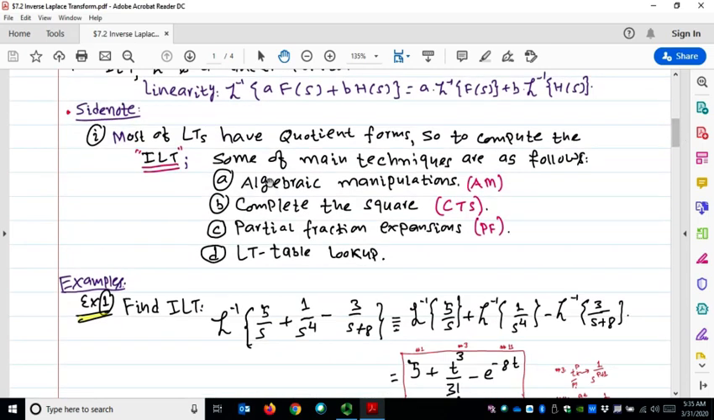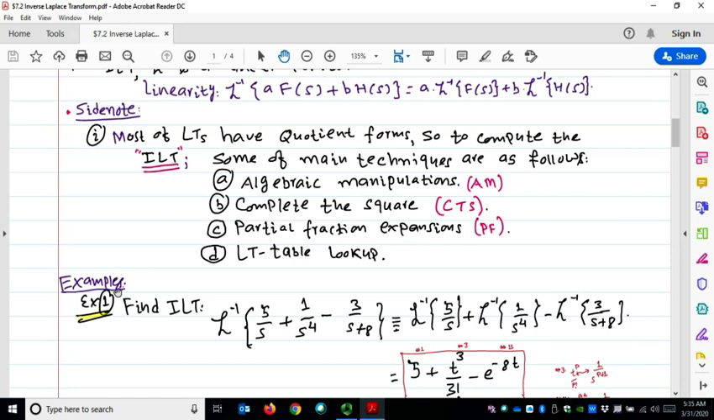Some quick side note: most of the Laplace transforms have quotient form, so to compute the inverse Laplace transform, some of my techniques are as follows: algebraic manipulations, completing the square, partial fraction expansions, and Laplace transform table lookup. So good. Now let's use these ideas to compute the inverse Laplace transform of some transform functions.